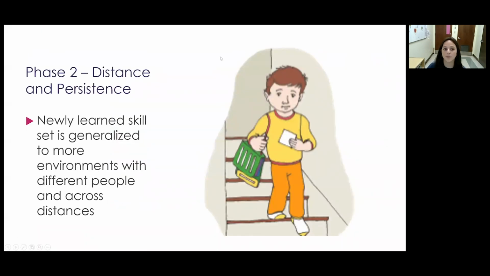So phase 2, distance and persistence. Once you get to the point where the child is independent and they're able to give the icon to you without the prompts, we want them to take this newly learned skill of exchanging pictures and generalize it to more environments with different people and across different settings.